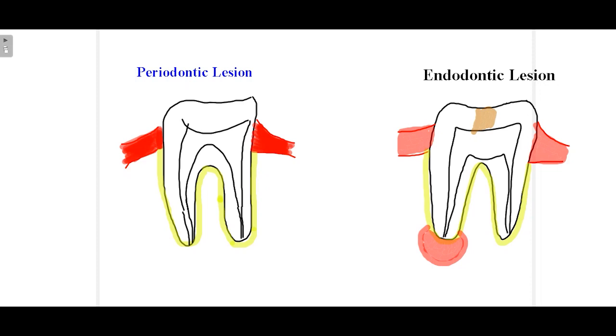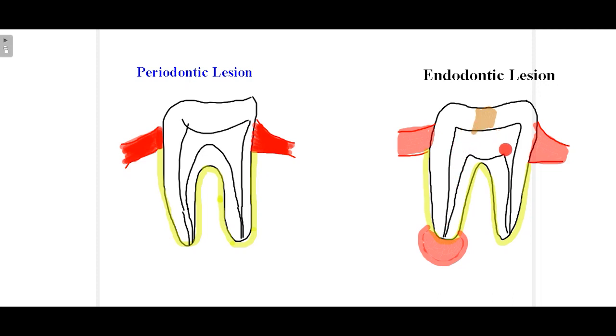Now on the right hand side you can see a tooth, and on this tooth there is a carious lesion, which you can see here with brown color. This is a carious lesion. Now this carious lesion has penetrated enamel and dentine and has invaded the pulp. Now as it has invaded the pulp, there is inflammation in this pulp.